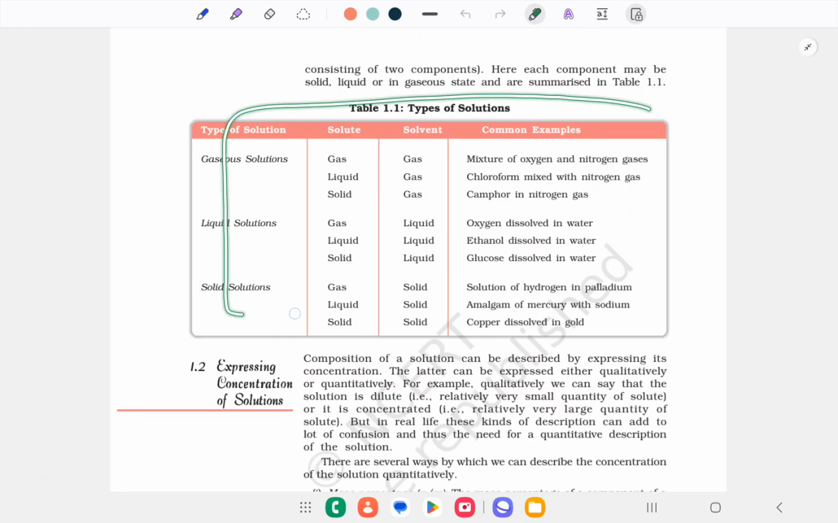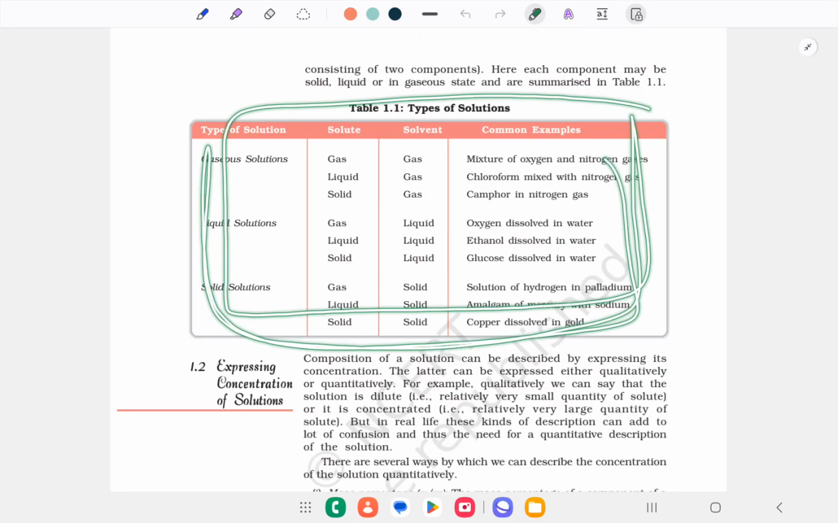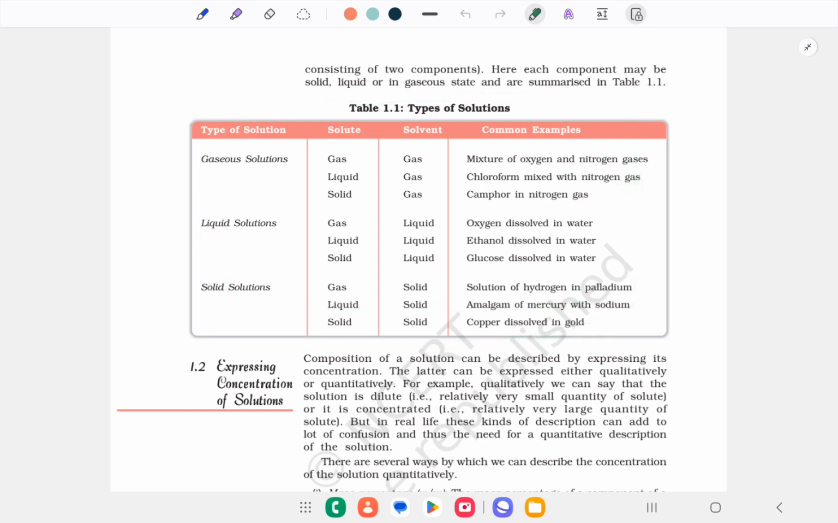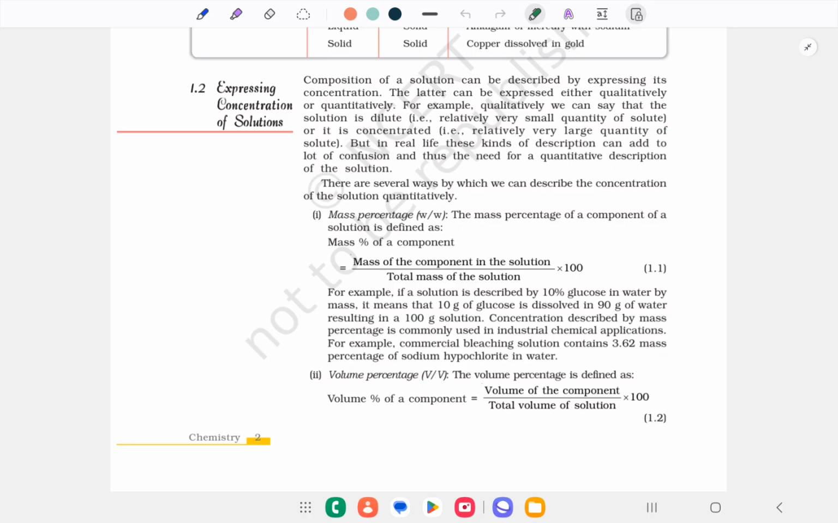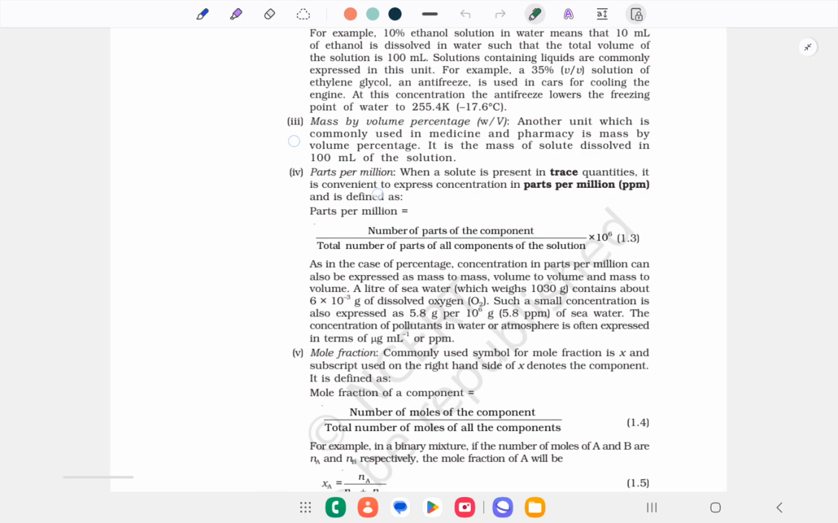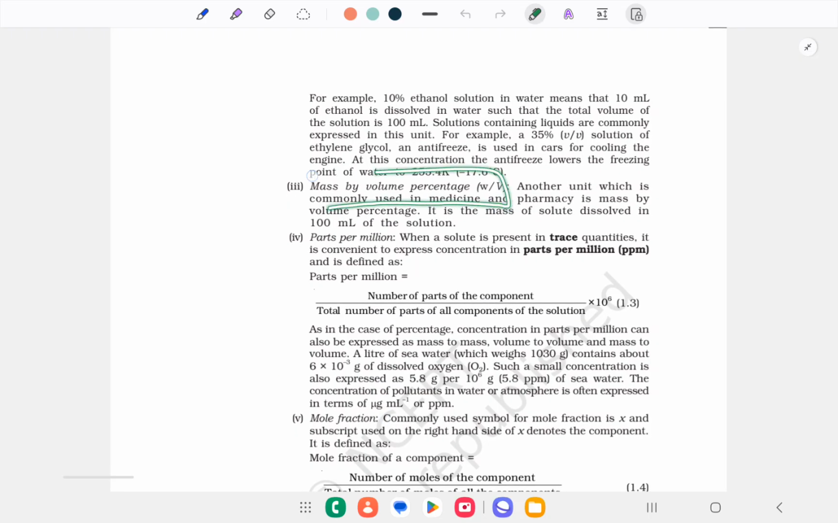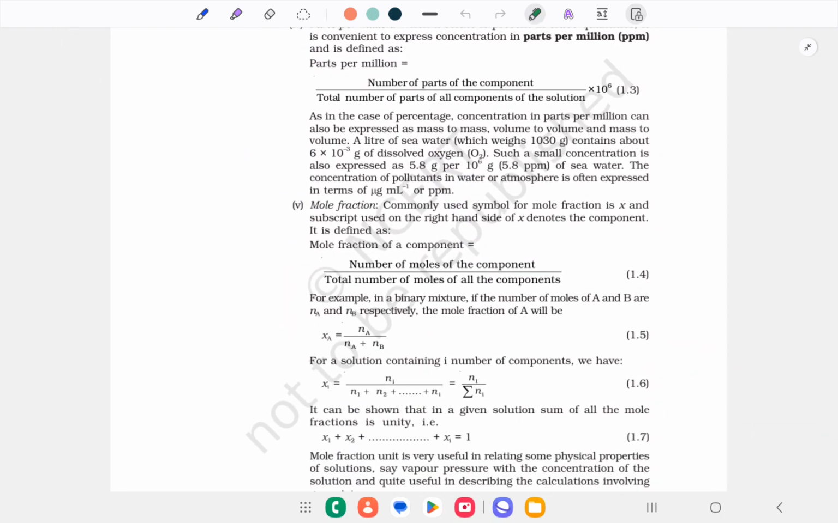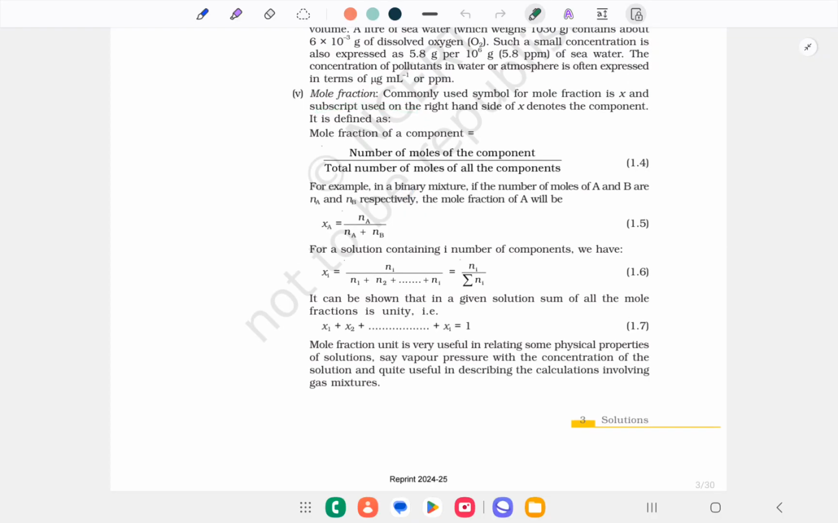So this is a very important table, and you all have to go through this because the types of solutions are given well in detail, and you can also remember the common examples. So, expressing concentration terms. The composition of a solution can be expressed by the concentration. So we have completed the mass percent and the formula, and volume percentage is also done, and mass by volume percent and parts per million are also done, and mole fraction is done, and I've already told you these.